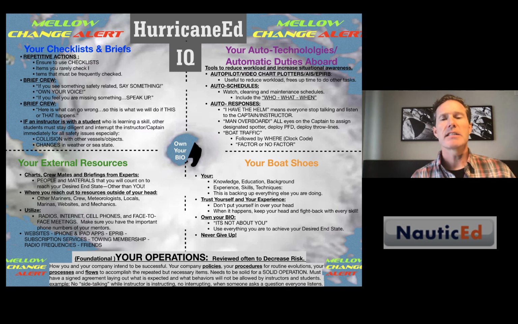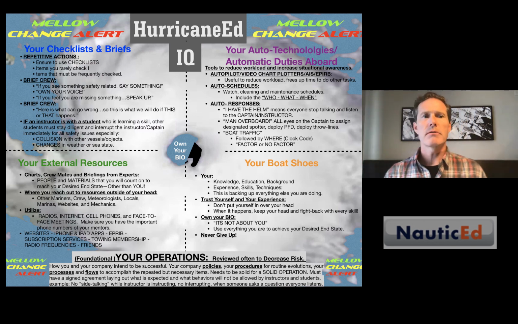Last thing I put up is the mellow, change, and alert. I put that in the top, bottom, left, and right. Remember, we're out there to have a mellow sail. Something's going to change. We can use all this stuff in here. Something goes to alert. You have all that stuff in there. What do we want to do? Return to a mellow state of sail. Push off the dock, come back to the dock, or get on the hook.